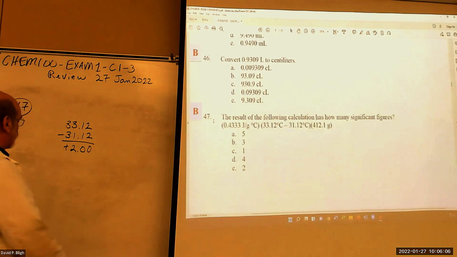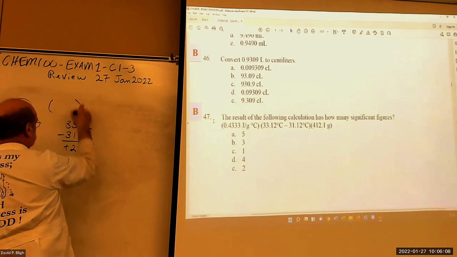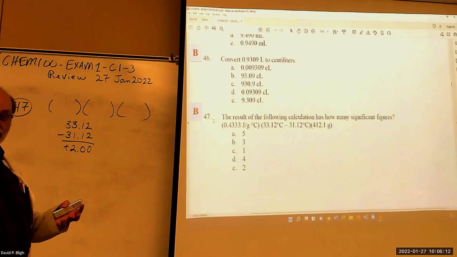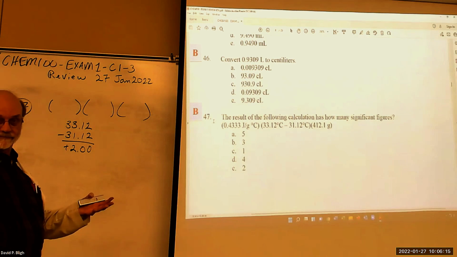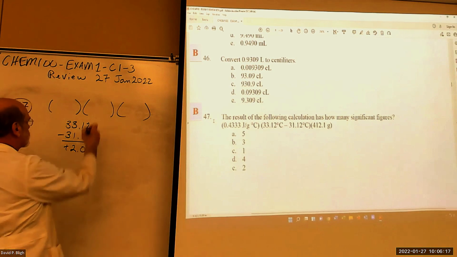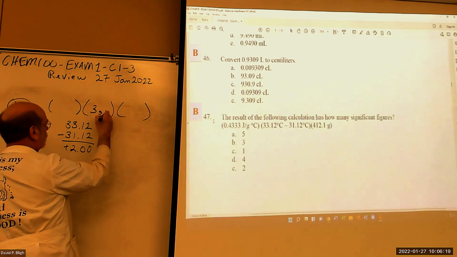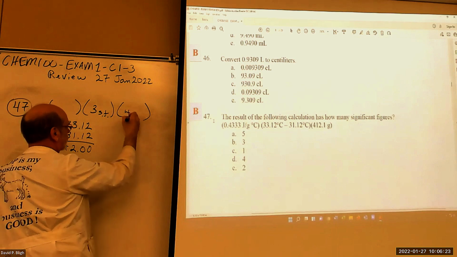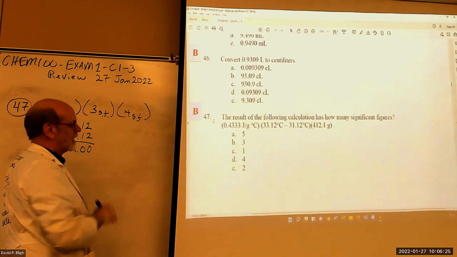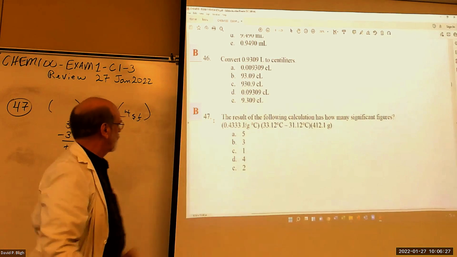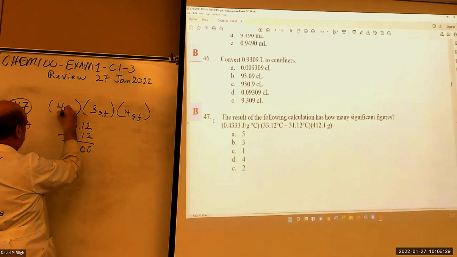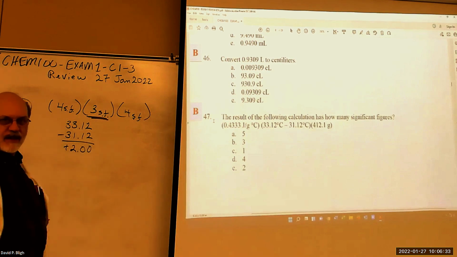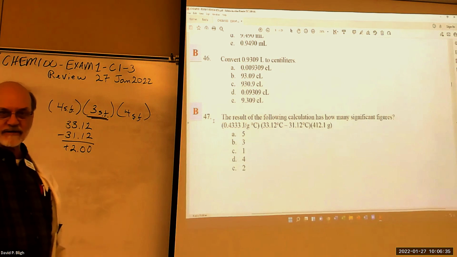If we've got 3 significant figures, now we've got the multiply, divide rule. 3 significant figures here. How many in this one? 4. How many in this one? 4. That one determines the answer. Only 3 significant figures in the answer.